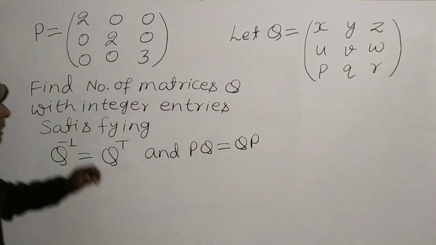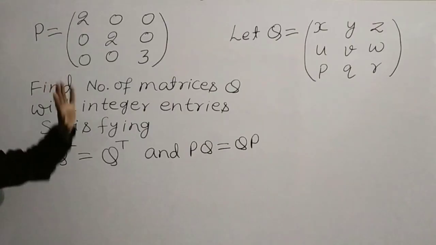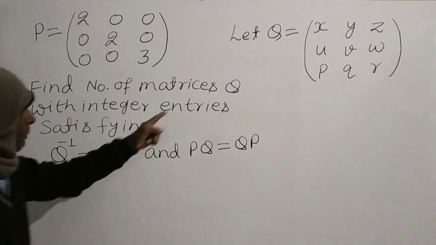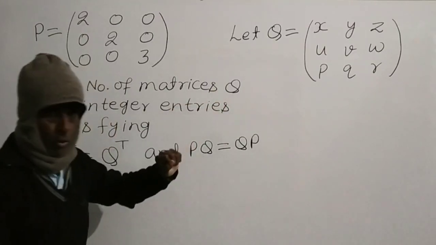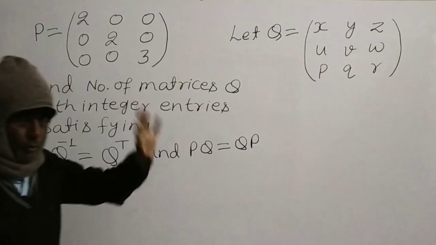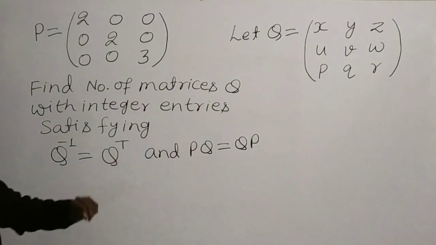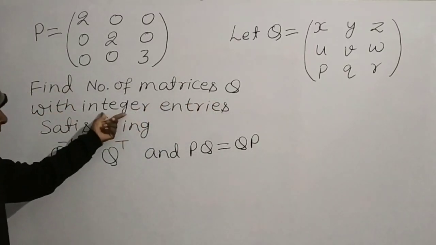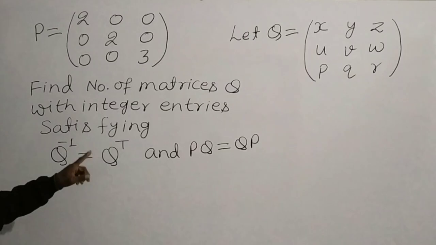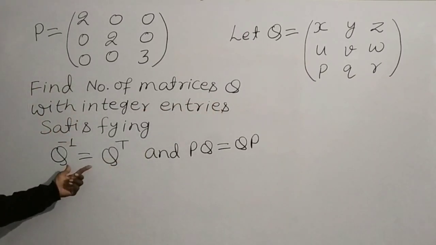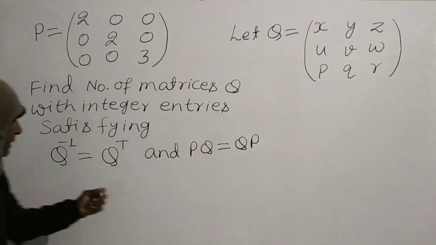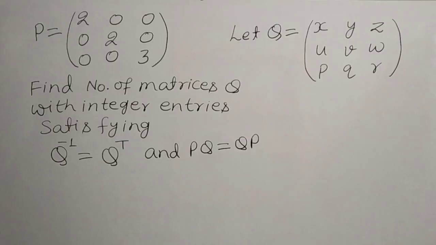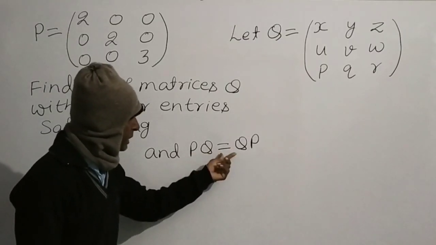In this question, a matrix P is given and we are asked to find the number of matrices Q such that each element of this Q is an integer, and this matrix Q satisfies these two conditions: Q inverse is equal to transpose of Q, and PQ is equal to QP.